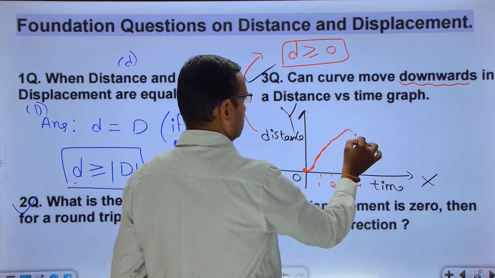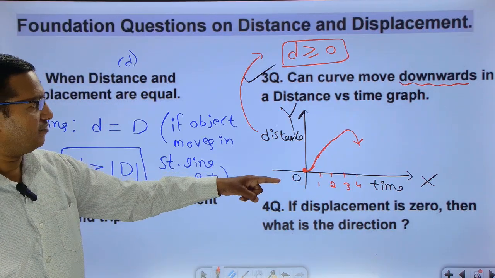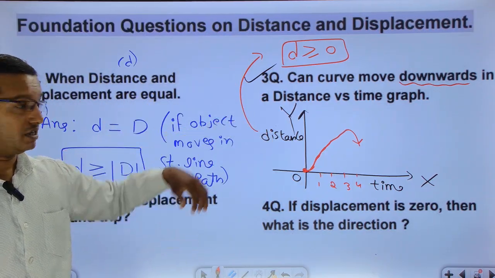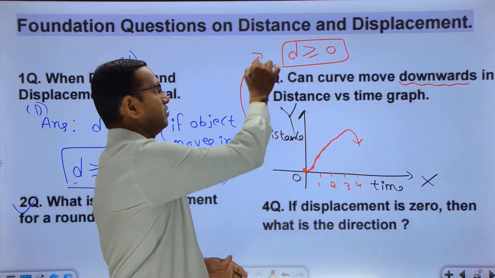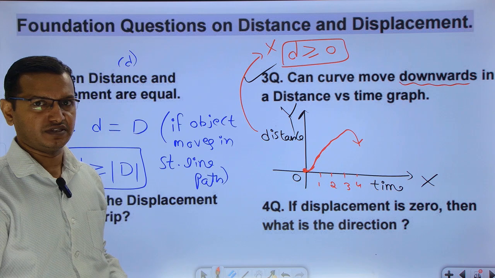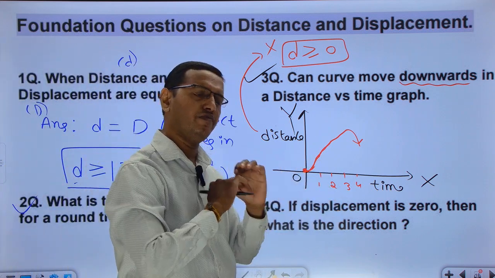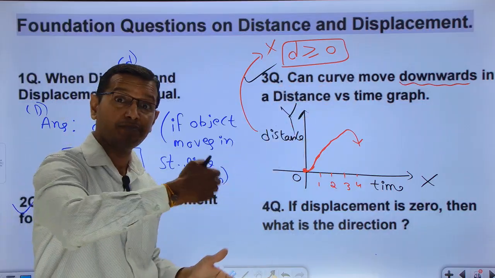So in distance-time graphs, remember, the curve cannot be downwards. If the curve is downwards, this particular concept will fail. Distance can never be negative. Distance keeps on getting added. Remember this: however you move, wherever you move, every step you have to count. So distance will always be positive and additive.